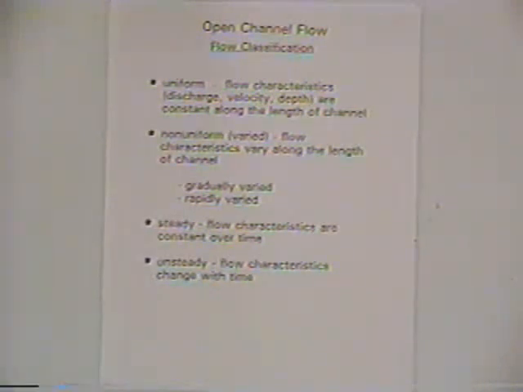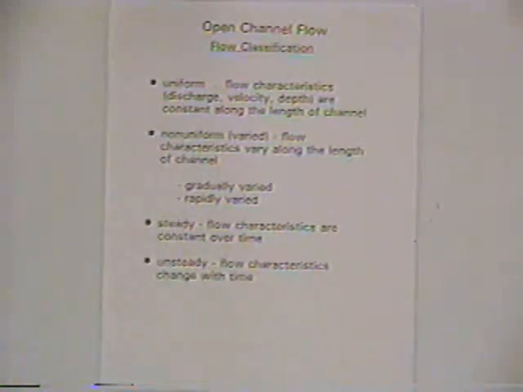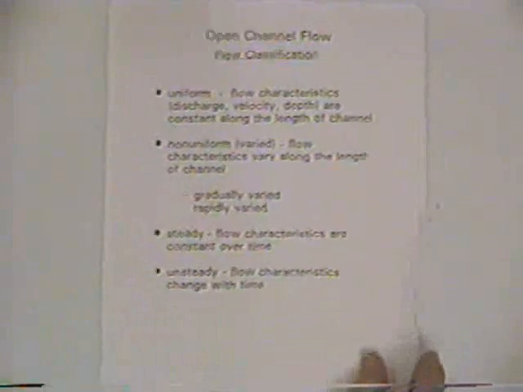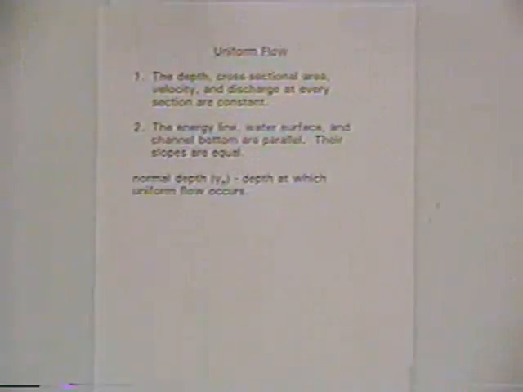And the formulas that we're given in the reference handbook is for uniform steady flow. So we're going to focus our attention on steady uniform flow and stop with that. And so uniform flow means that the depth, the cross-sectional area, the velocity, the discharge at every section are constant.